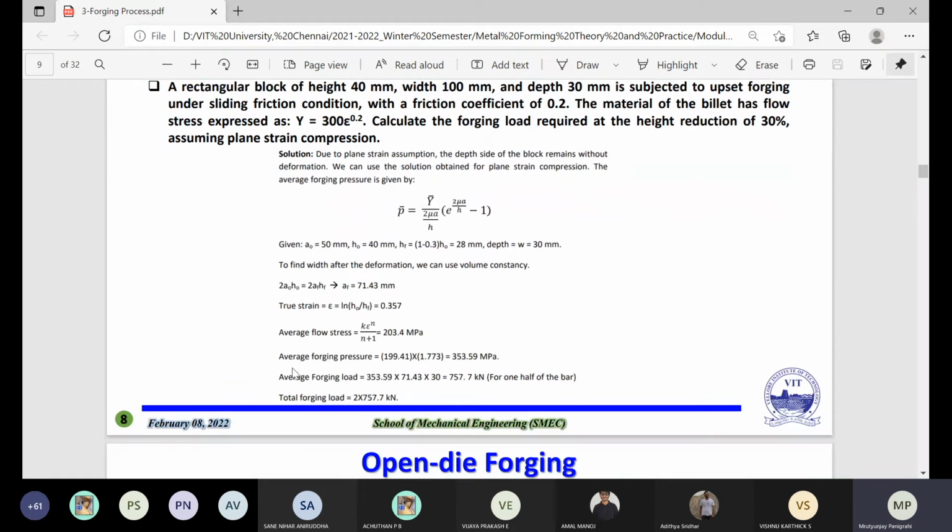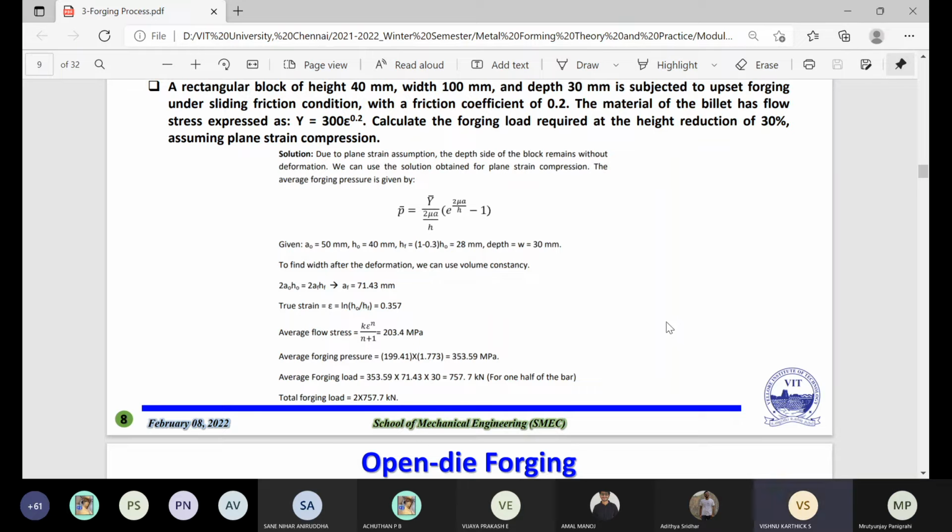So average forging load equals the forging pressure you have, P, and the A value you have got here, AF equal to 71.43, into the width. Width is how much? 30. So you will get around 757.7. But if you want the total forging load, instead of 71.43 you have to multiply 2A, that means 2 into 71.43. So you will get the total value, 757 into 2. Yes, sir. Fine.